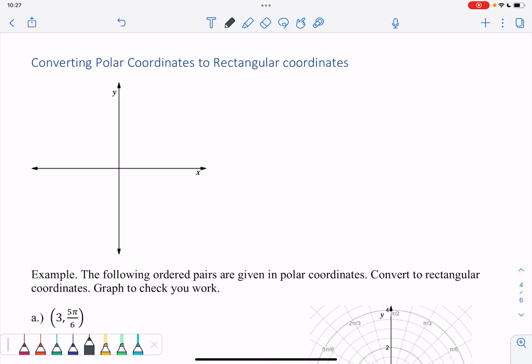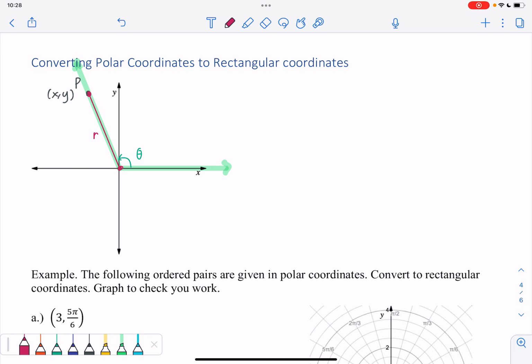So we have some point P, and in rectangular coordinates, we want to picture that as being x comma y. And the terminal side of some angle theta passes through point P, and we often call that angle theta. And then the distance P is from the origin, at some length, we want to call that r. All right, so now I have x, y, r, and theta all in the same picture.